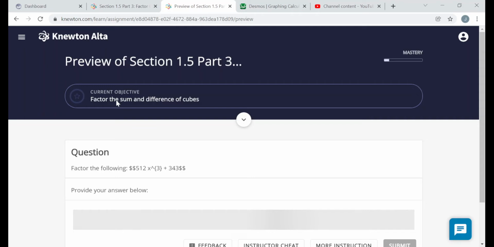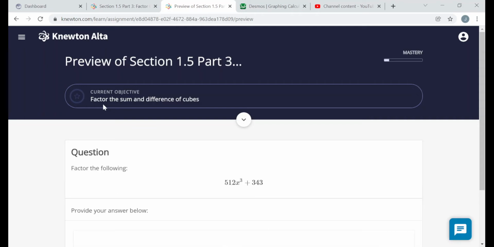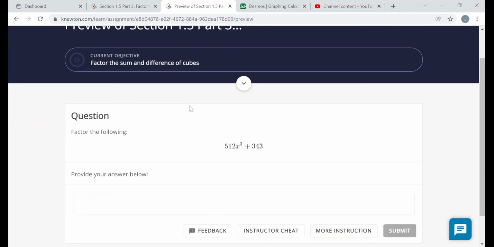So this is on the other objective. Factor the sum and difference of cubes. So I'll go to another piece of paper. We'll talk about a sum of two cubes and a difference of two cubes. These are two-term polynomials.